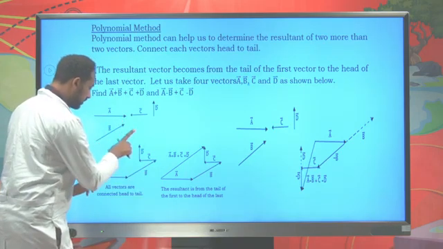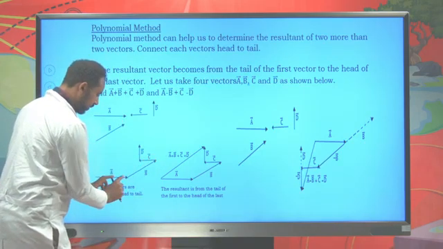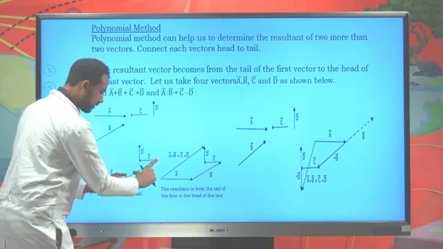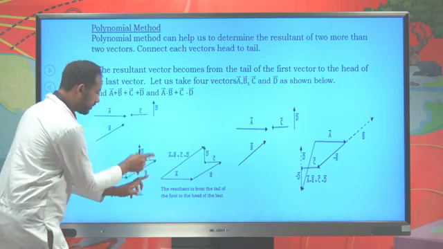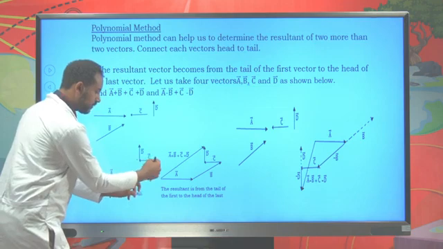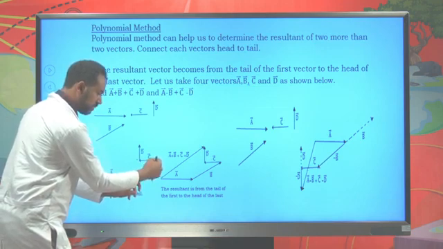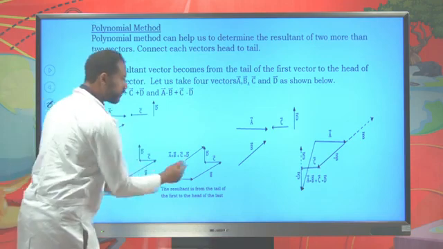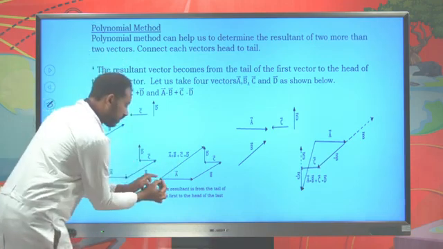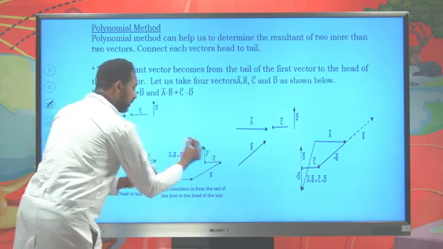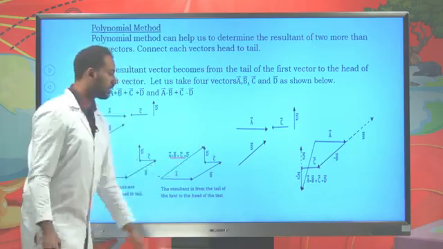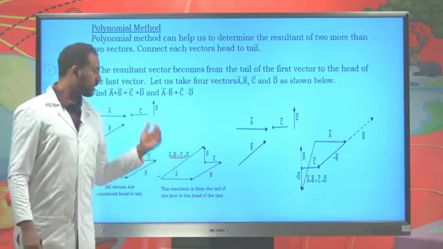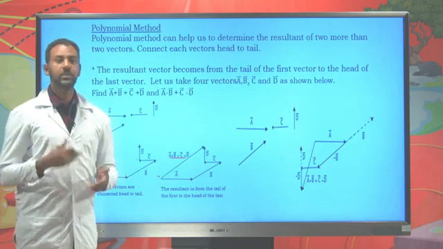You have to shift B here from the head of the first to the tail of the second. Then you have to move and put C here, from the head of B, where the tail of C is connected, and the like. Therefore, the resultant would be from the tail of the first to the head of the last. Okay, this is how we determine a vector using geometrical means.